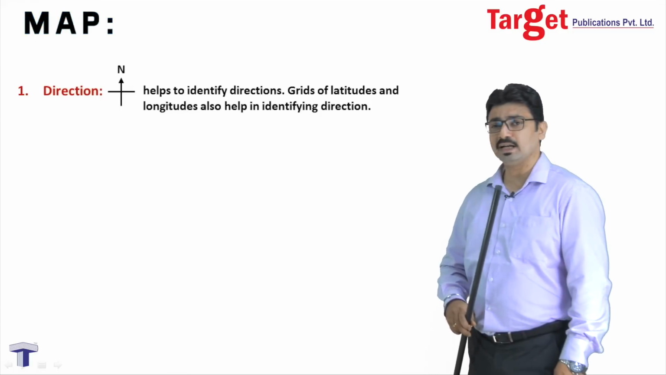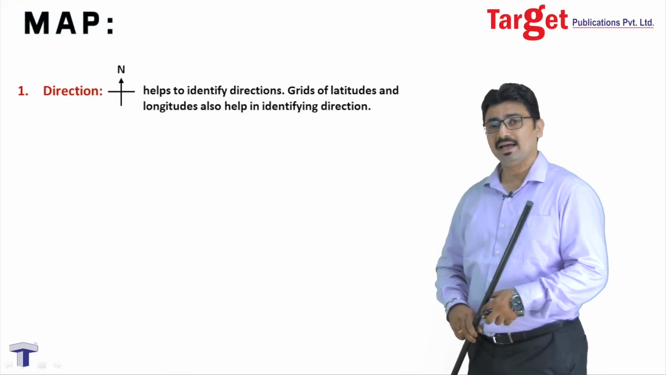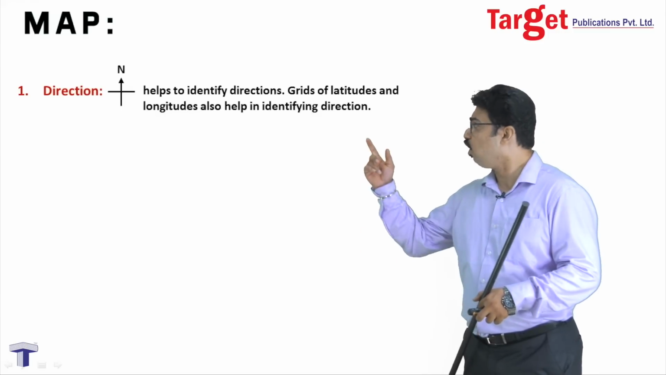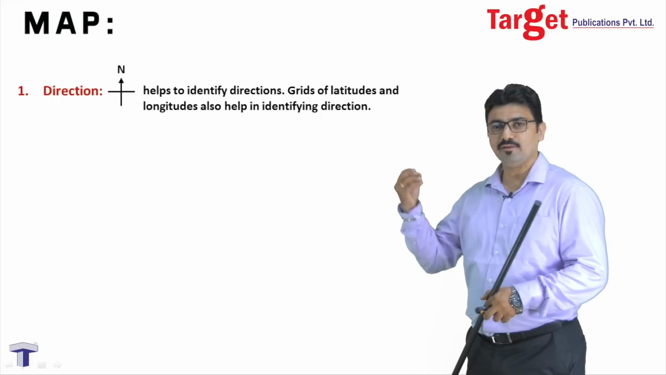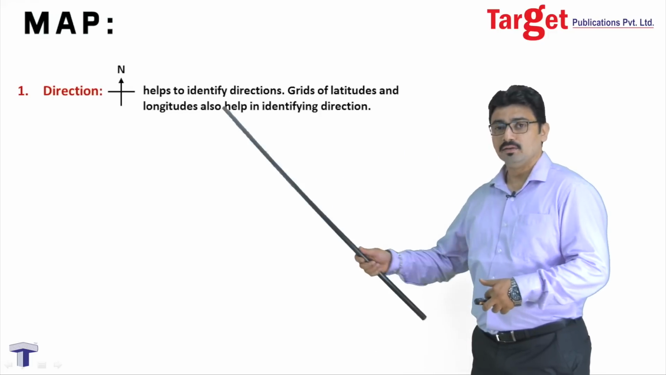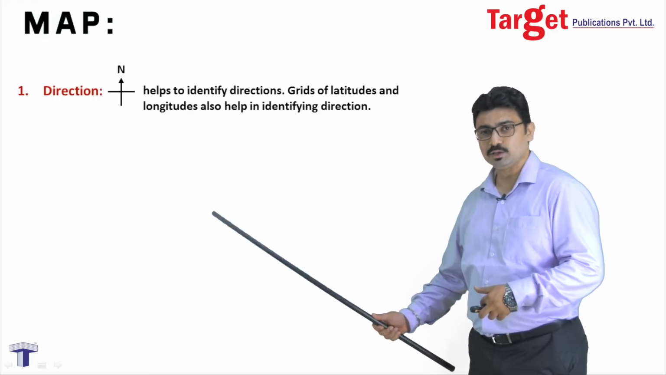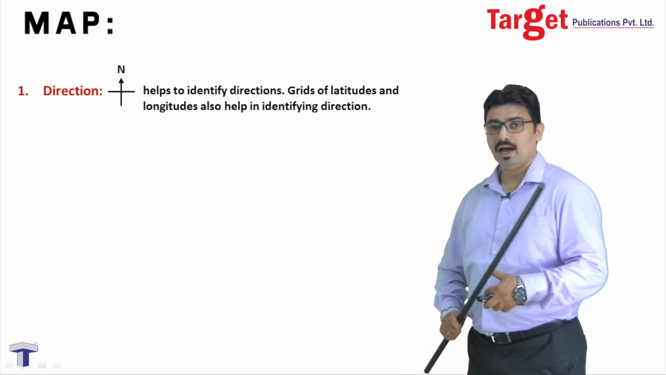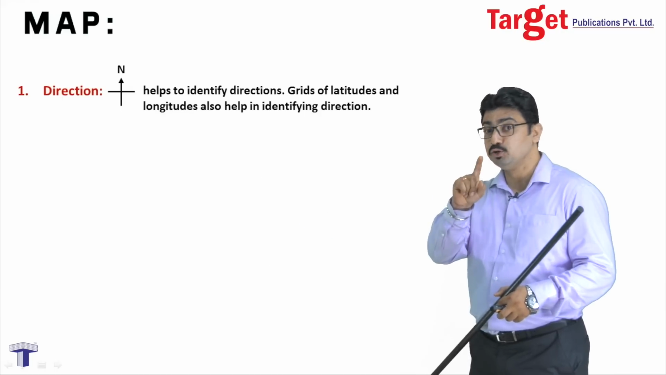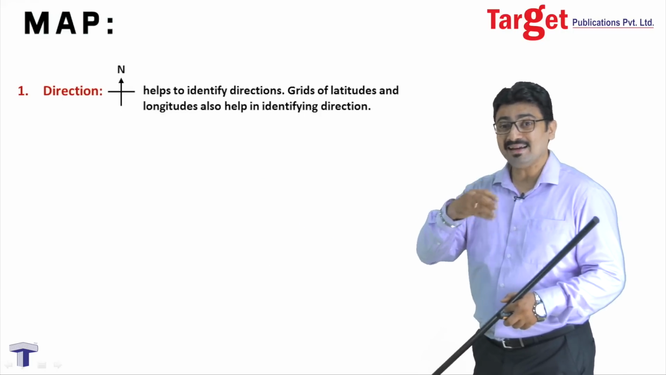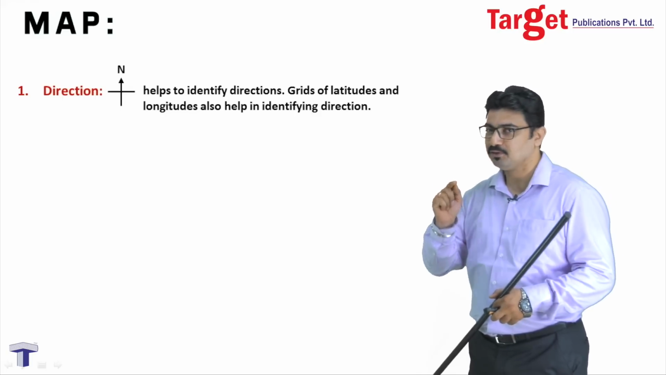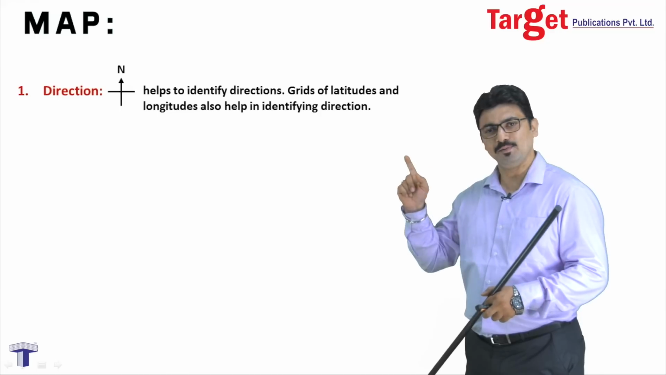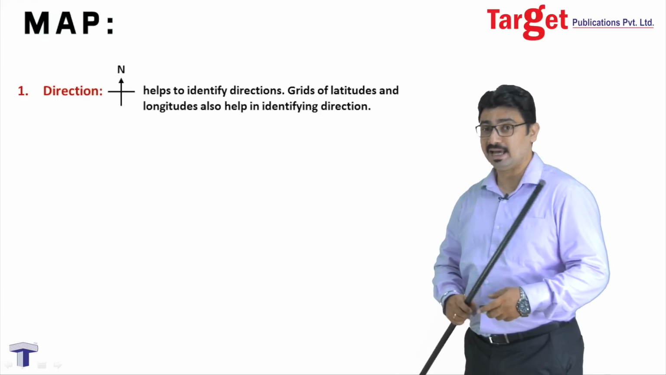The first feature that we saw was direction. Direction is shown by the north arrow, as we call it. It shows the north direction, and the remaining sides show the west, east, as well as south directions. Also, there are certain maps which do not use this arrow. There are latitudes and longitudes with the help of which we understand the direction. We will look at it when we come across a map in the next slide.